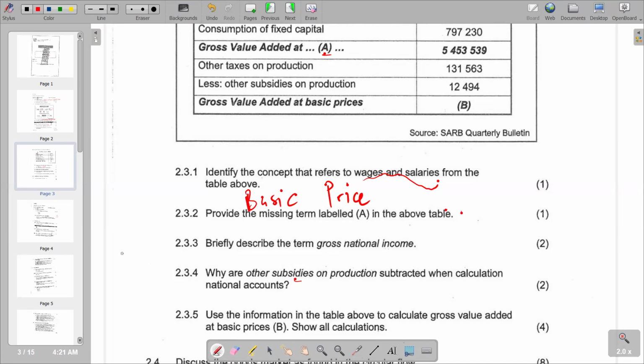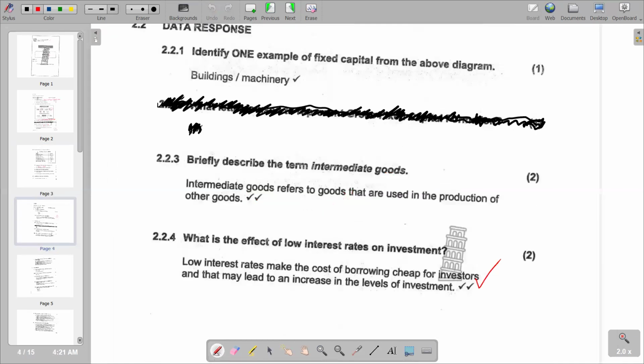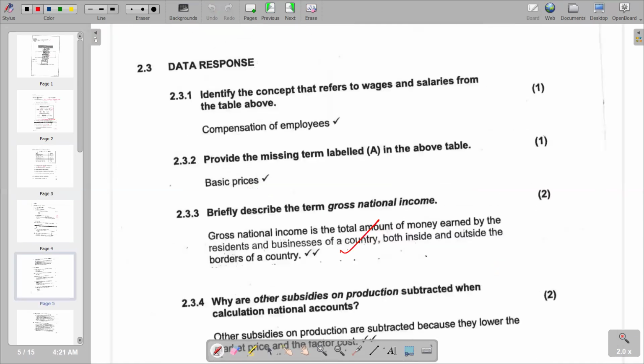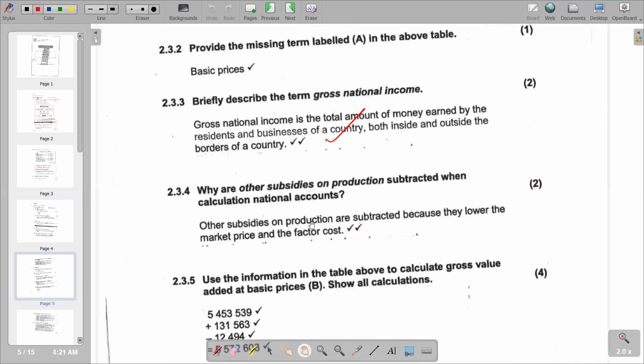So we have the explanation briefly described in our other section, so we can see what we have. If you come here, you see that this is the reason: other subsidies on production are subtracted because they lower the market price and the factor cost. So basically, that's what we have.